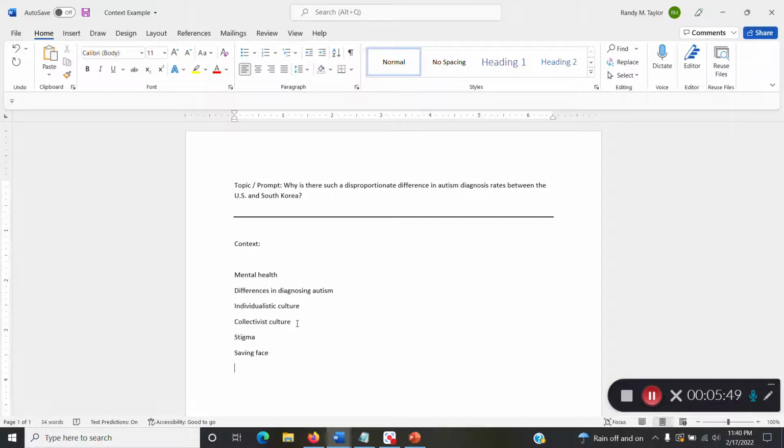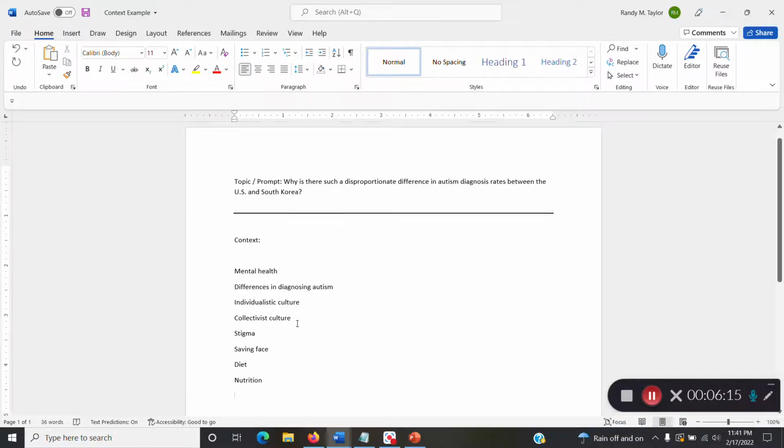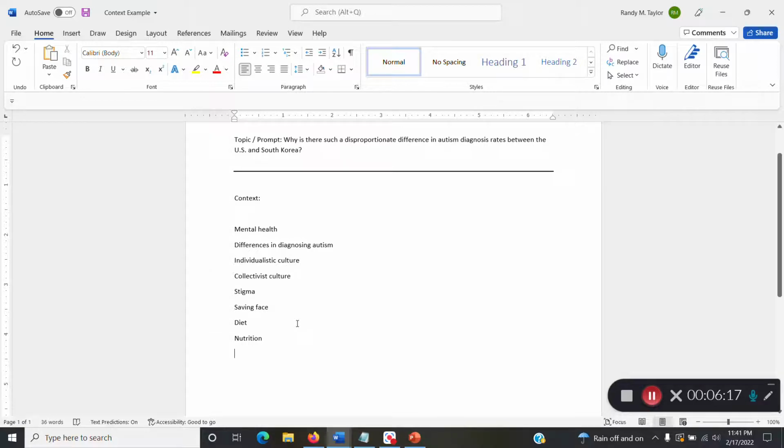Also, when researching this, you'll notice that the diets between the two different cultures are vastly different. So I'll just say diet, nutrition. You'll find that the South Korean culture is rich in rice, grains, seafood, whereas our Western culture is completely the opposite. And so those things have an impact on the cognition and on the mental ability. These are all very different but related items at the same time.